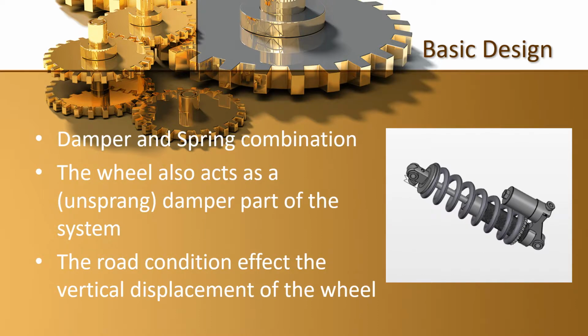Now, the basic design for a suspension is basically a damper and spring combination. The wheel acts as a damper part of the system too, because you have a mass, which is the motorcycle itself, that comes down on the suspension, and then the suspension is attached to the wheel, and the wheel has a tire that's full of air, and the tire acts as a damping system also.